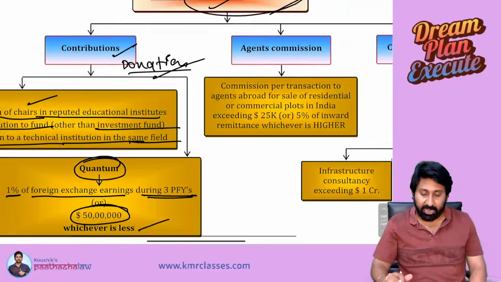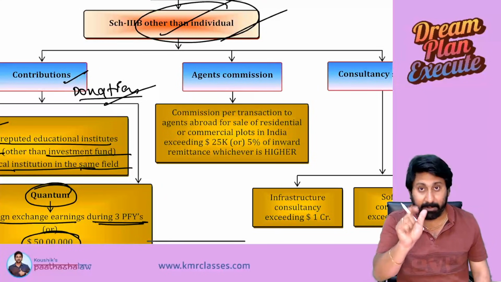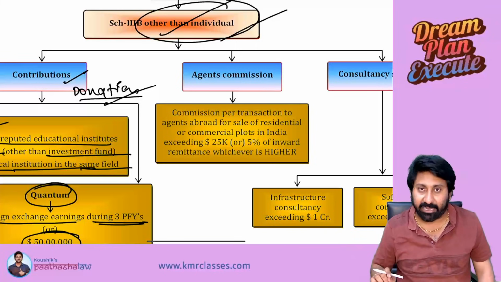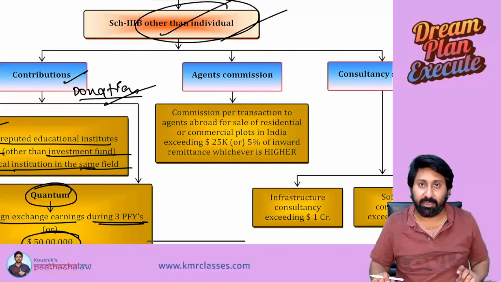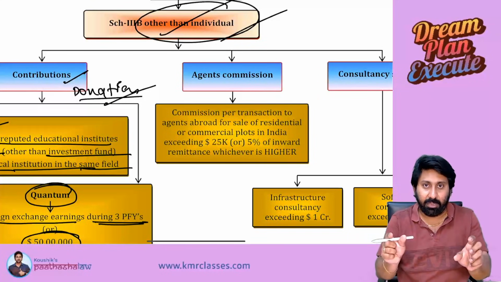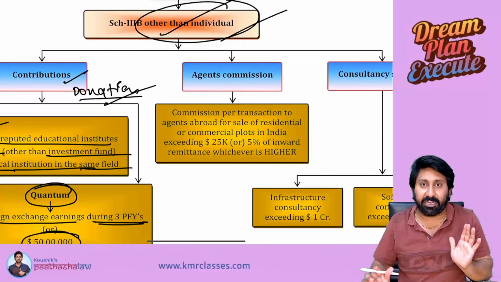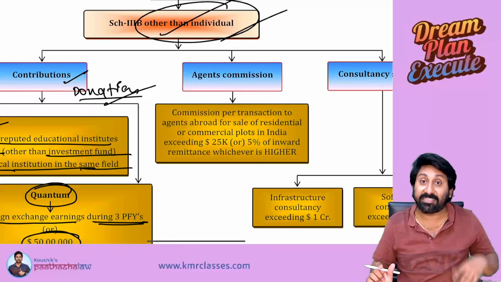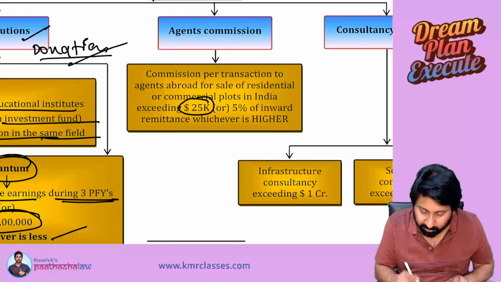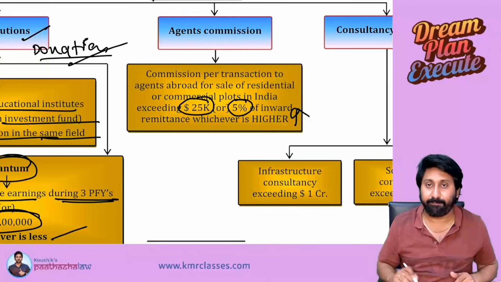Okay. Next, agent's commission. There is a company in India in real estate. They wanted to sell plots in Hyderabad city to a person residing in USA. In USA, one agent is there, helping with this transaction. That person bought, we sold. The agent is doing all the documentation work. For that agent, I want to pay commission on the sale proceeds. So to what extent is no permission required? Up to $25,000 or 5% of inward remittance, meaning sale proceeds, whichever is higher.